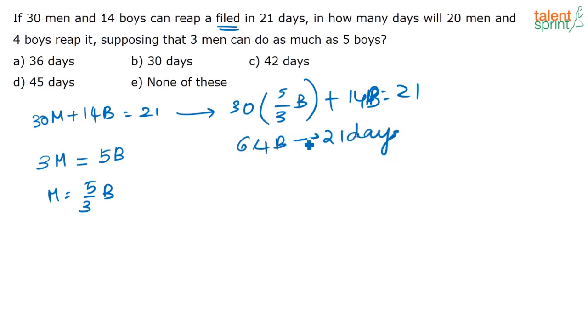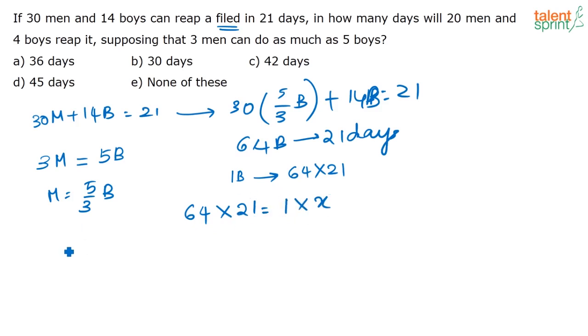So if 64 boys can do a work in 21 days, 1 boy, in how many days will he do it? He will do it in 64 into 21 days, correct? See, how do I get this? In the time and work concept, man-days is always constant, correct? So 64 boys can do a work in 21 days, means 1 boy will do it in 64 into 21 days. That's how I get this.